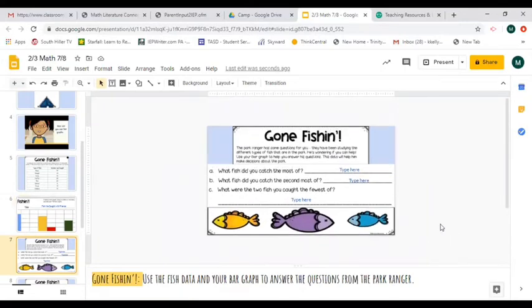So the park ranger has some questions for you. They have been studying the different types of fish that are in the park. He's wondering if you can help. Use your bar graph to help you answer the questions. This data will help him make decisions about the park. So he wants to know, what fish did you catch the most of? What fish did you catch the second most of? And what were the 2 fish you caught the fewest of?